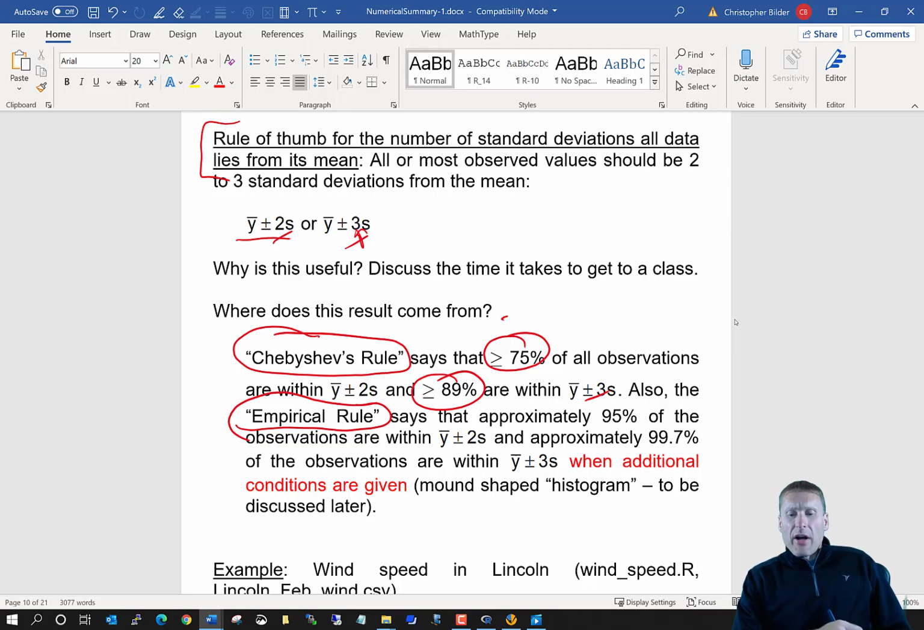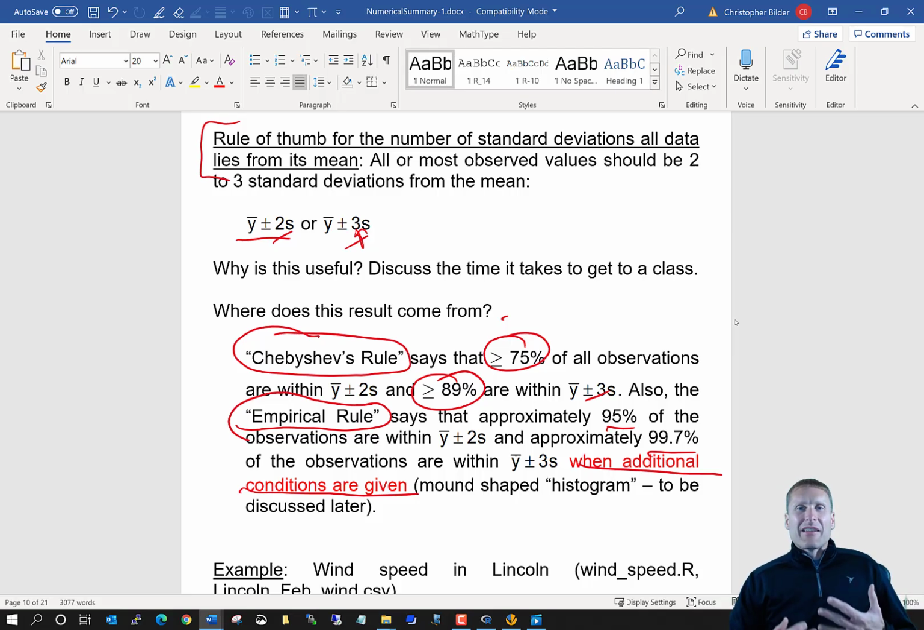And that says that approximately 95% of all observations are within 2 standard deviations from the mean, and approximately 99.7% of all observations are within 3 standard deviations from the mean. Wow, that's quite an increase here from what we had with Chebychev's rule. Well, in order to get that increase, though, you have to make certain additional conditions. They need to hold true. We'll talk about that a little bit more later.